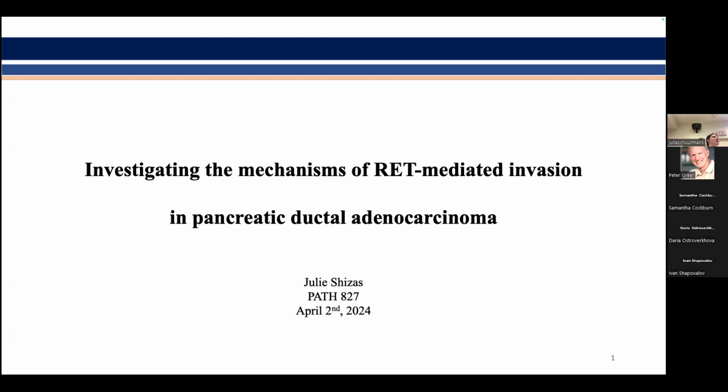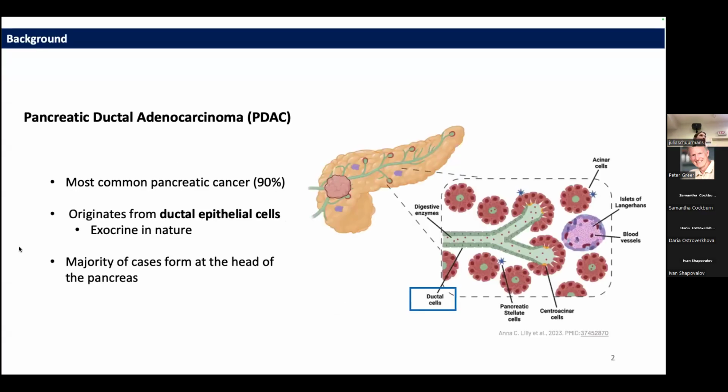Hi, everyone. My name is Julie, and today I'll be presenting my proposal entitled Investigating the Mechanisms of RET-Mediated Invasion in Pancreatic Ductal Adenocarcinoma. So pancreatic ductal adenocarcinoma is a mouthful. I'll be referring to it as PDAC from now on. It's the most common type of pancreatic cancer, and it makes up approximately 90% of cases.